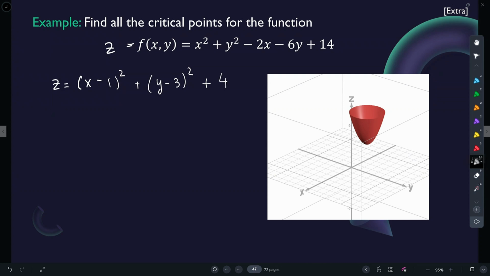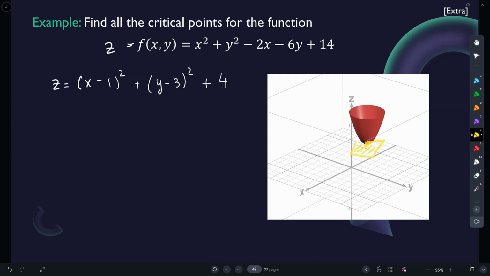So you see that this shape is a paraboloid that has been shifted to the point (1, 3) and lifted up 4 units to get the paraboloid that is in the image. And that's why that point is coming up as critical, because yes, the tangent plane at that point is parallel to the xy plane, and we're going to have a global minimum at that point.